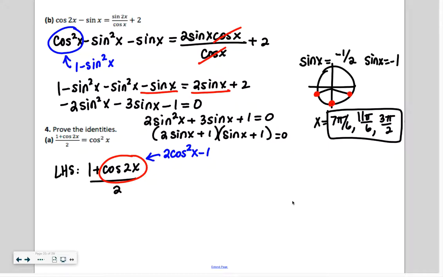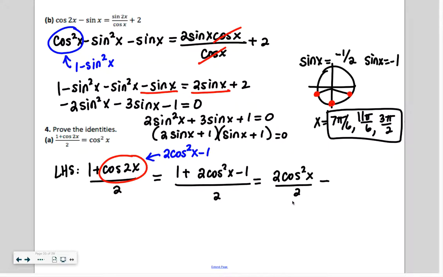Now, if you had done the cosine squared x minus sine squared x, that's fine. That's what I do, because I don't like thinking about which one comes first, the 1 or the cosine. So if you do that, that's fine. So we get 1 plus 2 cosine squared x minus 1 all over 2, which is 2 cosine squared x over 2, which is cosine squared x. Is that the right-hand side? Yep. So it all equals the right-hand side, so we're good.